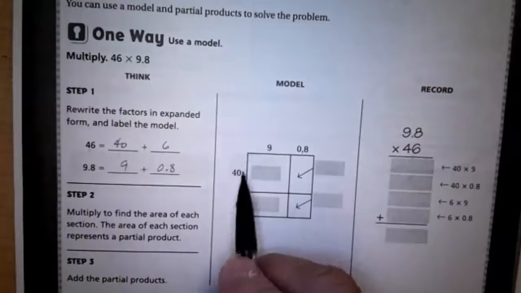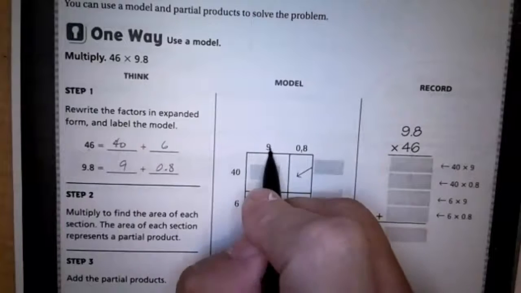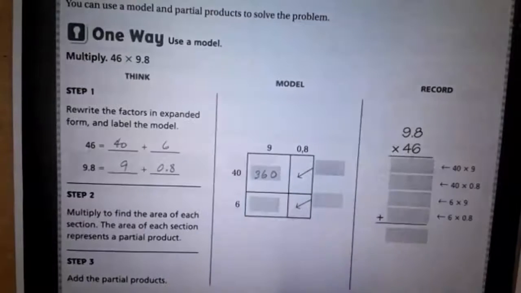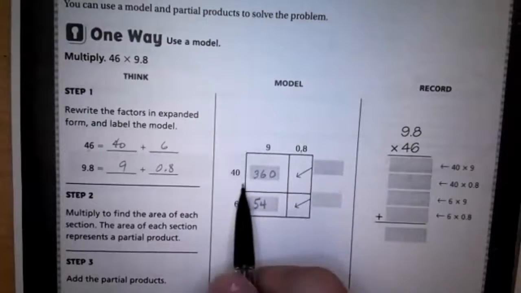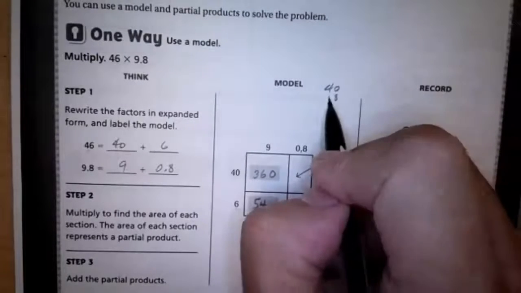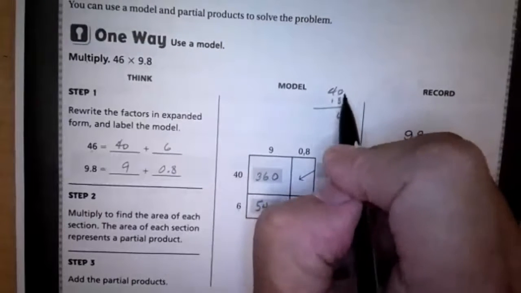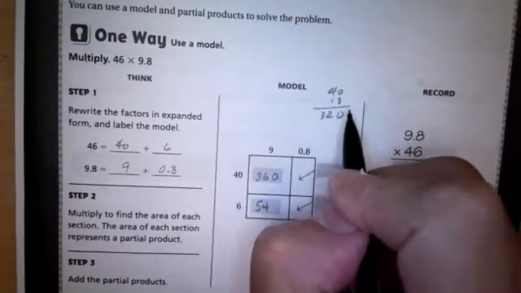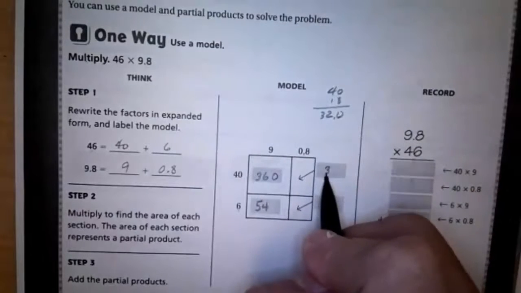So the first thing to do is you'll multiply these two numbers together. You get 9 times 4 is 36, so 360. 9 times 6 is 54 here. So then you go 40 times 0.8. So again, ignore the decimal to the end. 8 times 4 is 32. So you have one decimal place here and none there. So your answer would be 32.